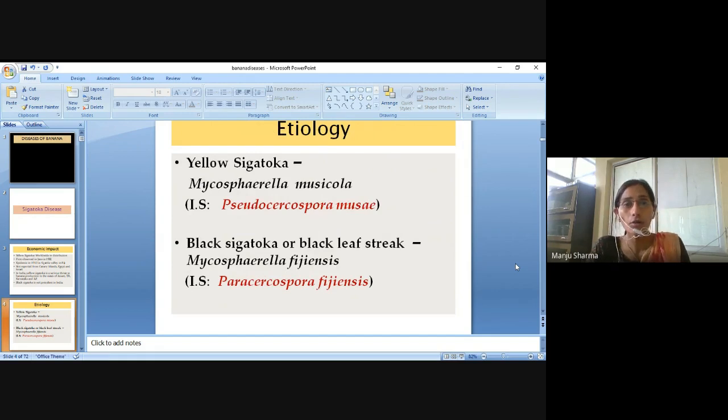Now, its etiology. Yellow Sigatoka goes by Mycosphaerella musicola, also called Pseudocercospora musae. Black Sigatoka or black leaf streak goes by Mycosphaerella fijiensis and Paracercospora fijiensis.